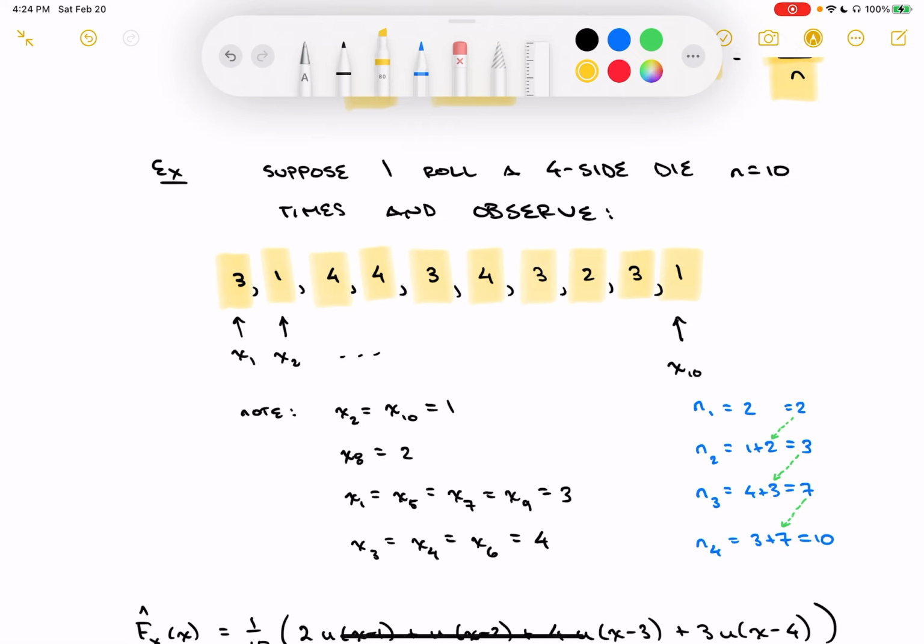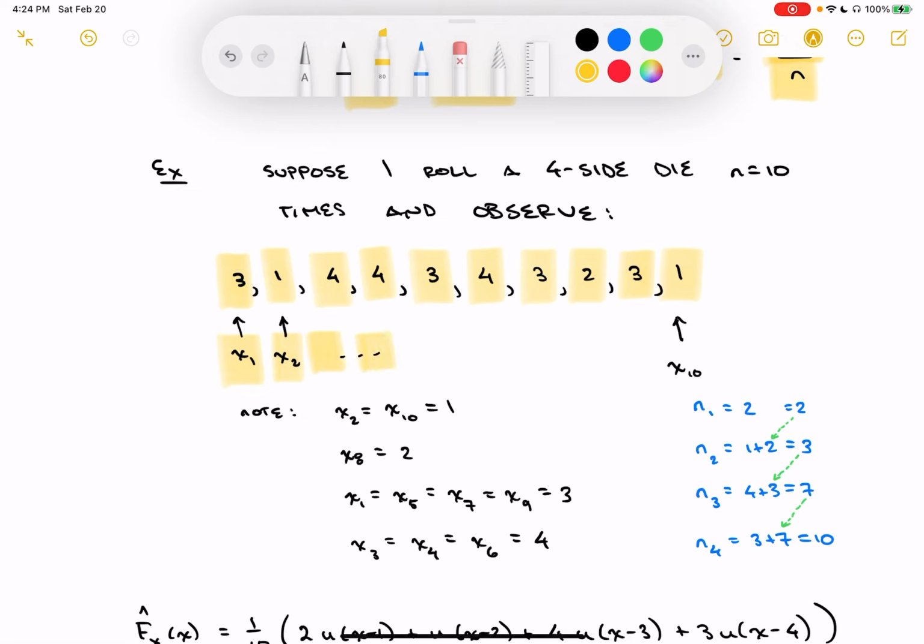Because I'm only using 10 observations, I'm not going to get a perfect estimate of this CDF, but I am going to get an estimate. And as n goes off to infinity, that estimate is going to get better and better and better, right? So in the notation that we've used, my first roll is just going to be x1. That's the outcome of my first roll. x2 is the outcome of my second roll. x3 is the next roll. x4 is the next roll.